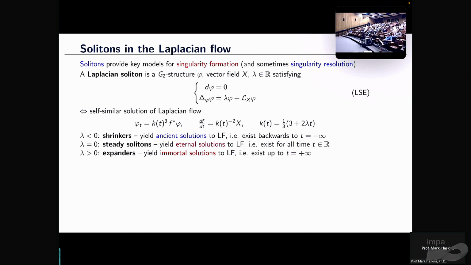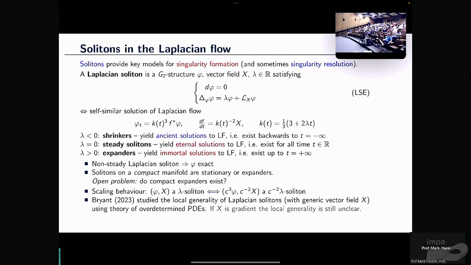So we have ancient or eternal solutions as relevant for forming finite time singularities, and expanders, immortal solutions, are relevant for trying to understand if we have a singularity, then maybe the flow can pass through the singularity and smooth out of it. So we'll see that later in the talk.